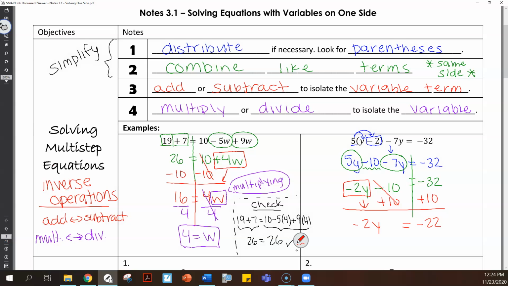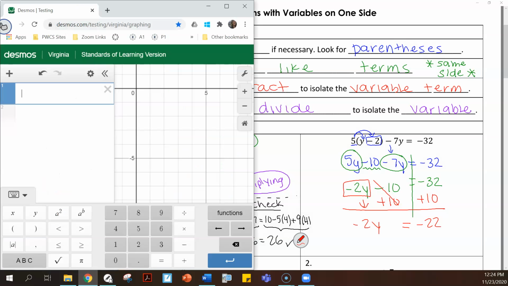Again, very important that you're checking these calculations in Desmos or in your calculator to make sure that you're doing these calculations correctly. -32 plus 10 gives me -22.